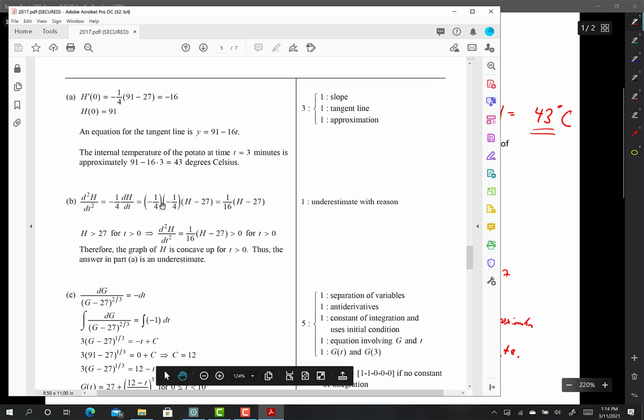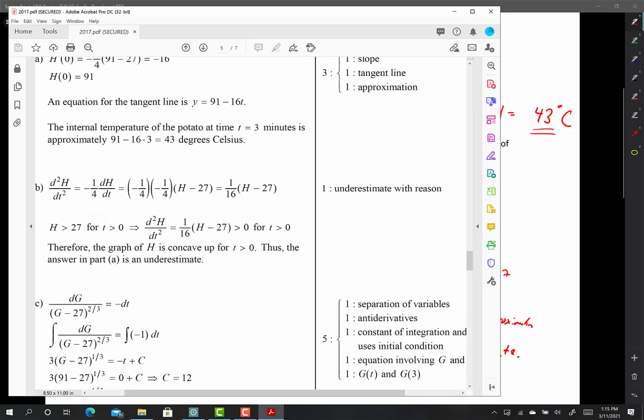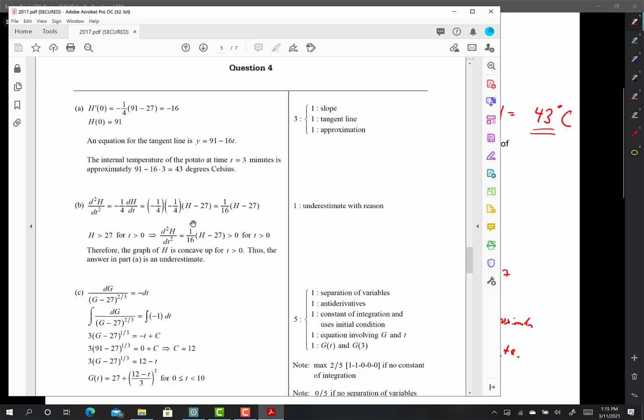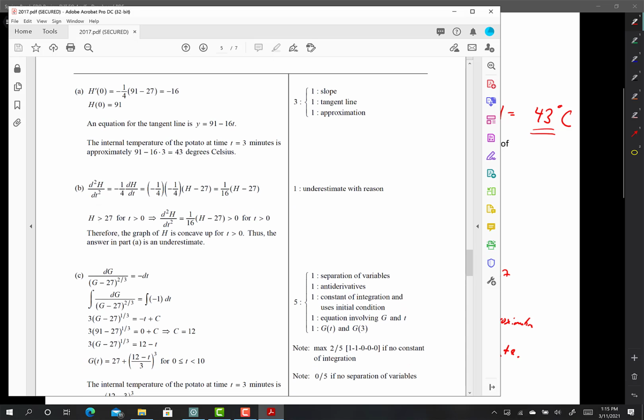So let's see here. Second derivative of that. Boom. H is greater than 27 for t greater than 0. I didn't put this statement here, but I did write H is greater than 27. So I think we're good. Therefore, the graph of H is concave up for t greater than 0. Thus, the answer in part A is an underestimate. I think we got it, guys. If we would be a little more specific, I think that would be great. So my apologies if I didn't write super specifics there.